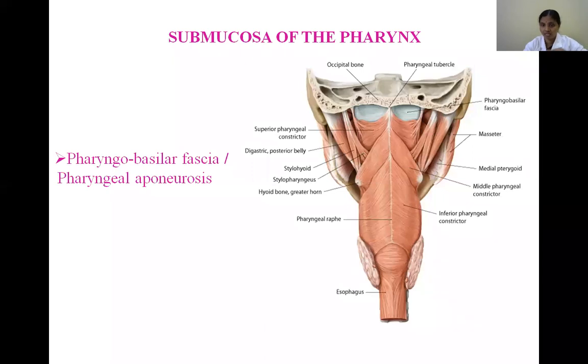Then this pharyngeal fascia further extends upwards to the base of the skull. So pharyngobasilar, where basilar means base of the skull. This pharyngobasilar fascia fills the space between the superior constrictor and the base of the skull. What is the space here? The space of Morgagni. This space is filled by the pharyngobasilar fascia. It is just an extension of the submucosa of the pharyngeal wall. Here it is pierced by the auditory tube to enter the interior of the nasopharynx. So it is also known as the pharyngeal aponeurosis.